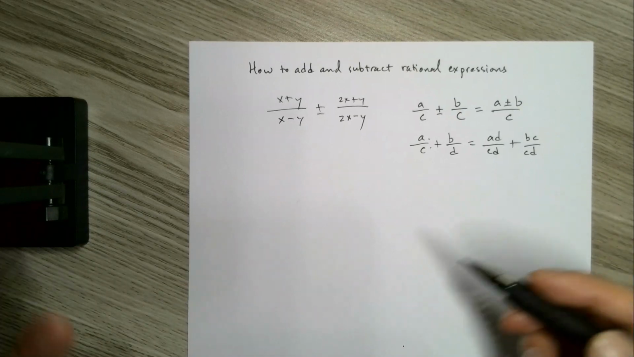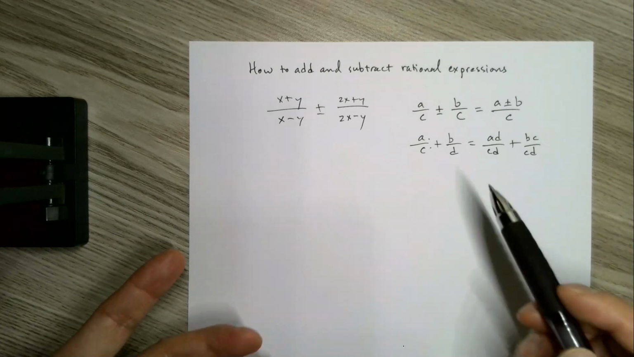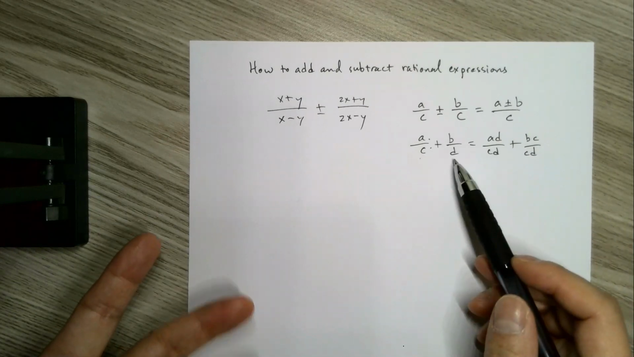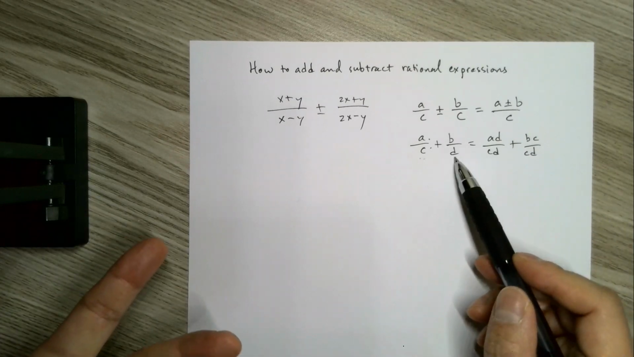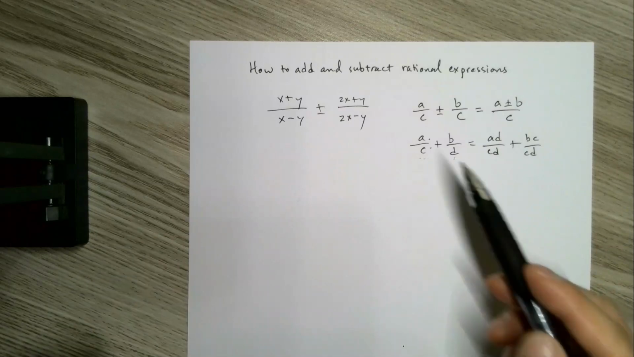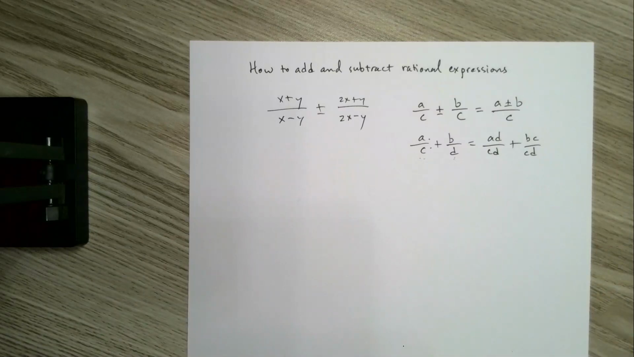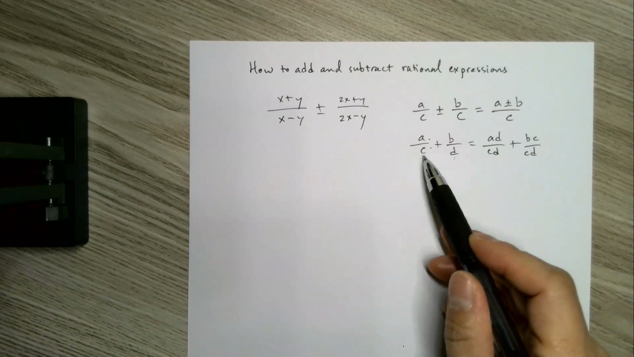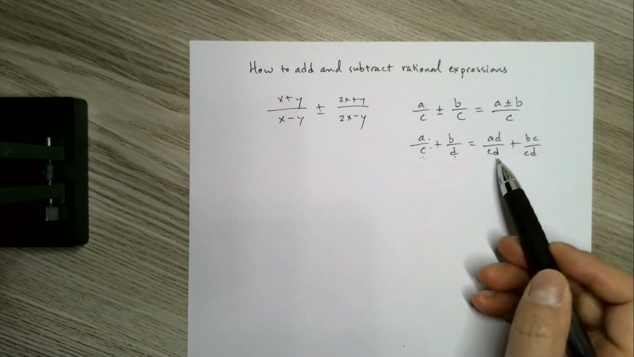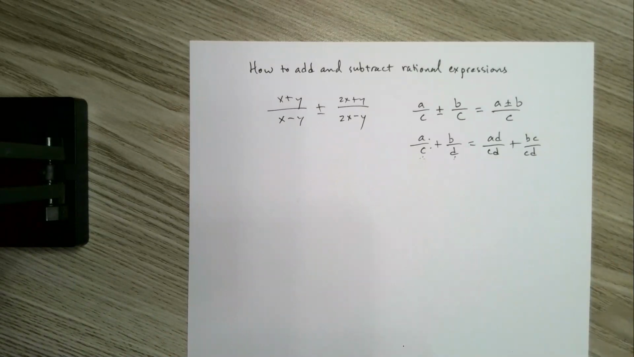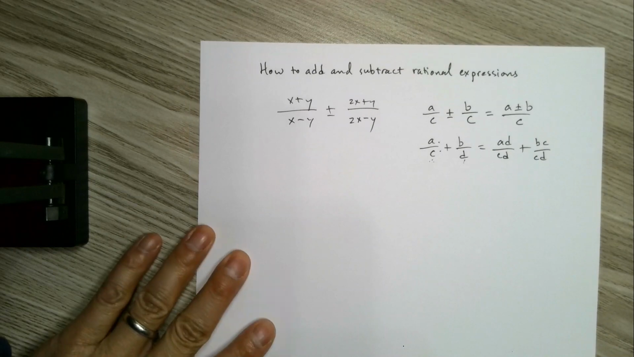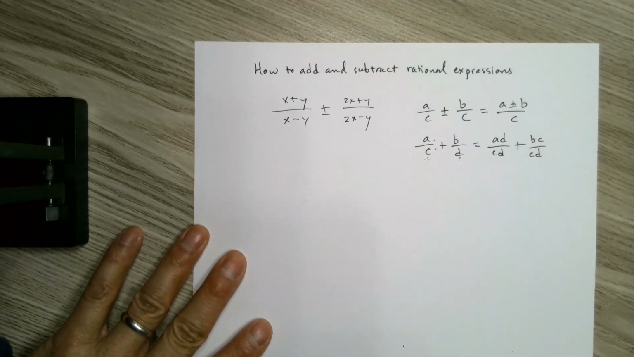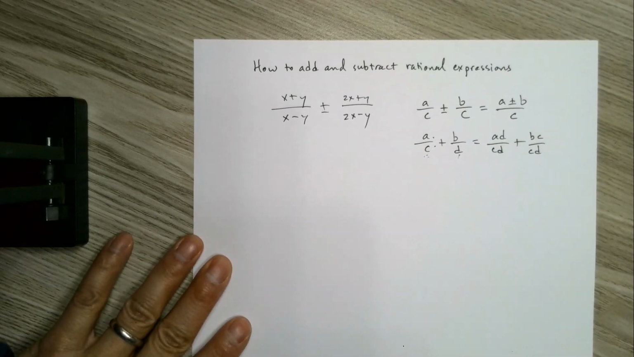That is not the only way to get the common denominator from unlike denominators, because it's possible c is a factor of d, or d is a factor of c. So I may not have to actually multiply c with d to get the common denominator, and you'll see in the examples that we're going to do that you don't have to do that all the time. Okay, so let's actually do this with rational expressions now.